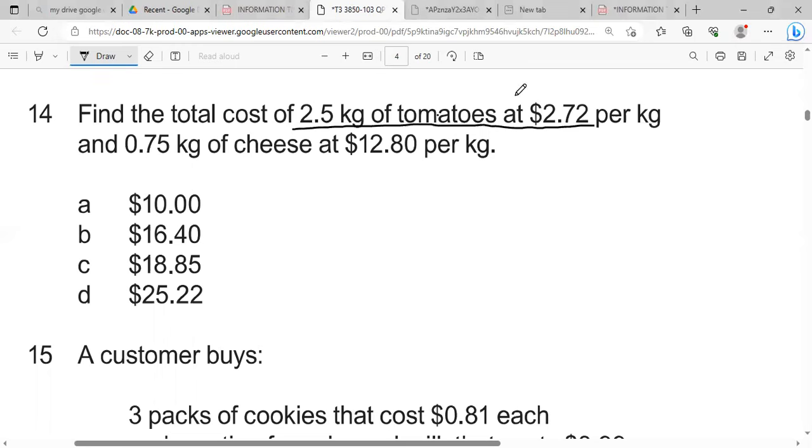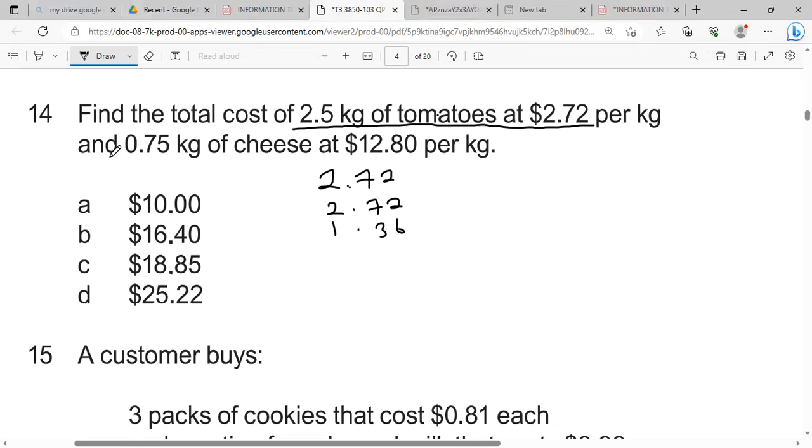So this is for 1 kilogram, right? So if 1 kilogram costs $2.72, how much would 2.5 cost? Let us work out how much 2 would cost first by multiplying 2.72 by 2, or we could just write it again because that's 1 kilogram. This is 2 kilograms. And then we get a half of this for the half. So it's 1, 3, 6. So this is the total for all the tomatoes.